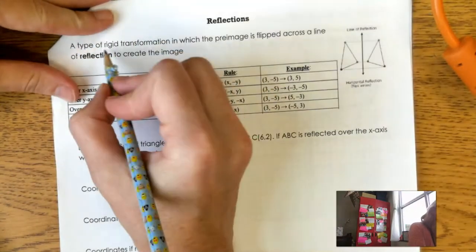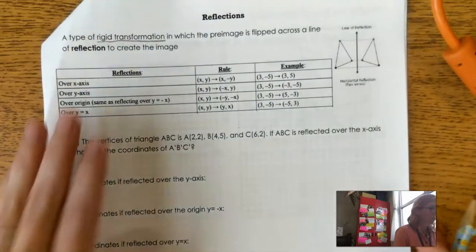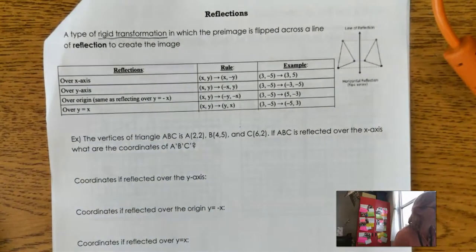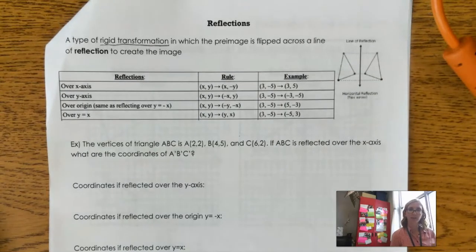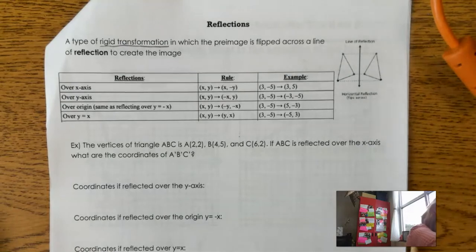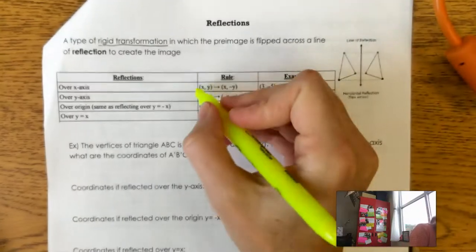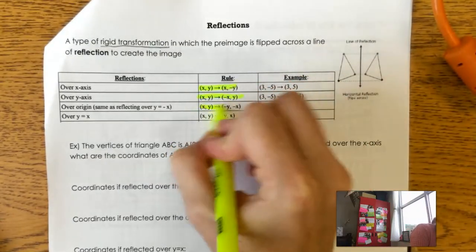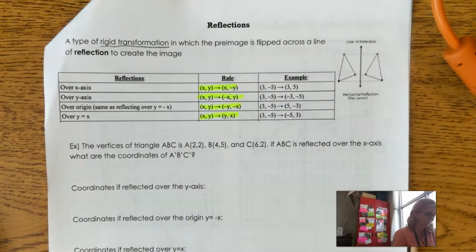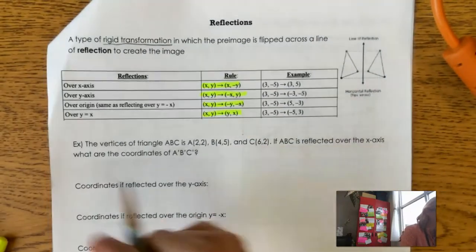So this is a type of rigid transformation in which the pre-image is flipped across a line of reflection to create the image. All right. So we have our important rules. All right. So let's go ahead and try some examples.